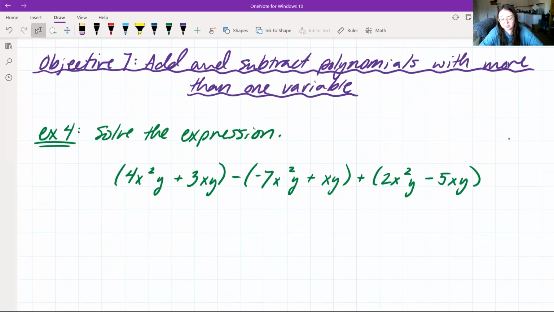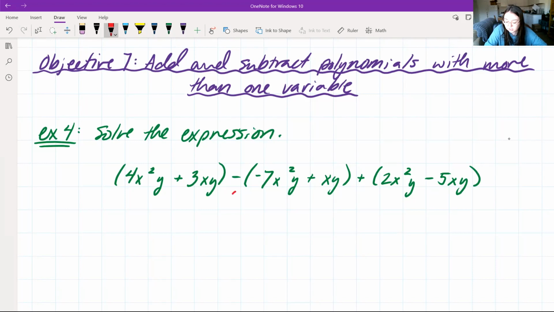All right, so objective 7, now we want to add and subtract polynomials with more than one variable. So it's really going to be the same because we're still just combining like terms. Just now we have more variables. Example 4, we want to solve the expression. We have 4x squared y plus 3xy minus 7x squared y plus xy plus 2x squared y minus 5xy. So we have our operations here, and we see we have subtraction.